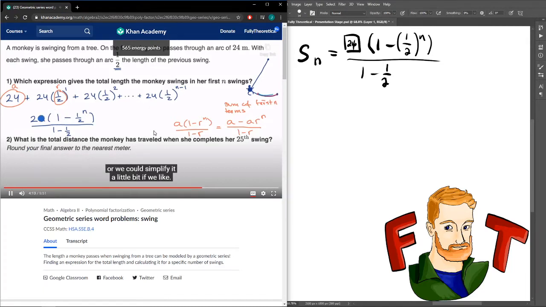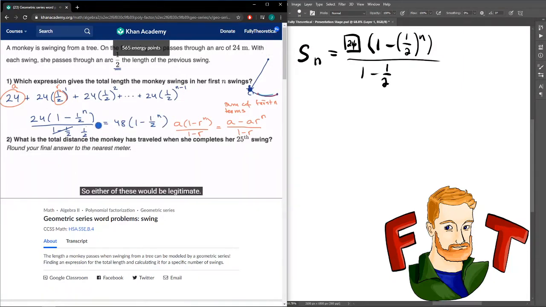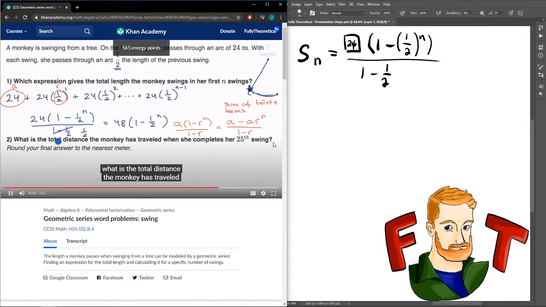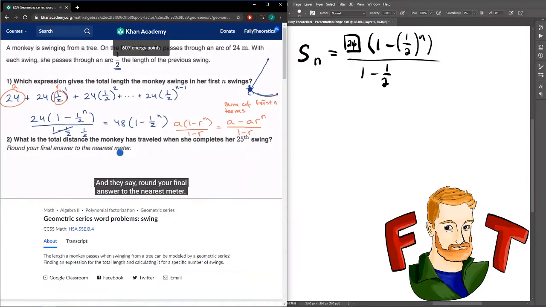So we could leave it like that, or we could simplify it a little bit if we like. 1 minus 1/2 is equal to 1/2. 24 divided by 1/2 is equal to 48. So if you wanted to, you could simplify to 48 times 1 minus 1/2 to the nth power. So either of these would be legitimate. Now the second part, they say, what is the total distance the monkey has traveled when she completes her 25th swing? They say round your final answer to the nearest meter. So pause the video and see if you can work that out.